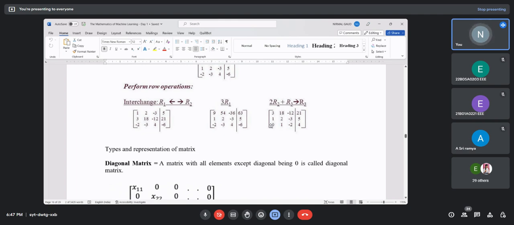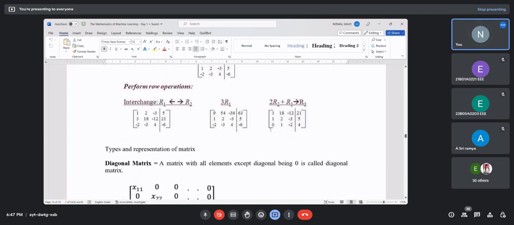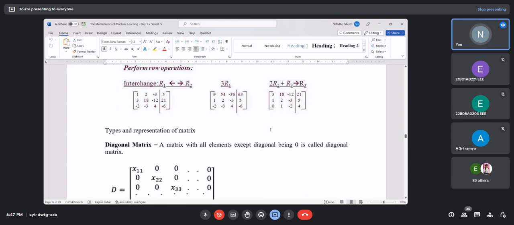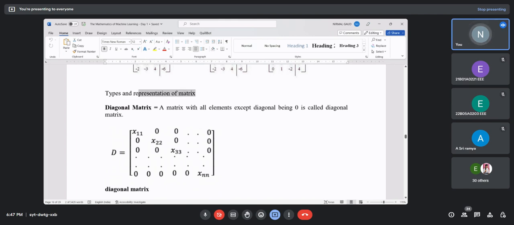So you know these transformations, right now I'm just teaching you the row operations. You can follow the same things with the column operations also. Ultimately these operations are going to help us in reducing the matrix to simple values.